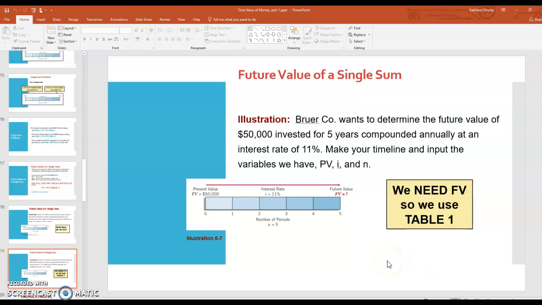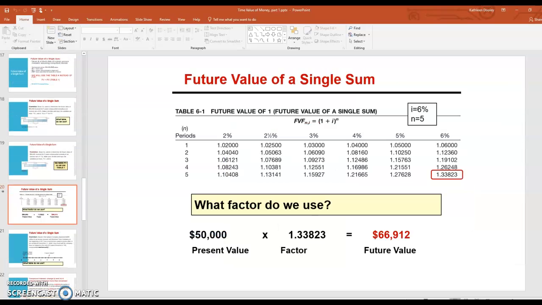Here we need table 1, because what we need is FV. So we're going to use table 1. And here you see table 1. Future value of 1. Future value of a single sum.